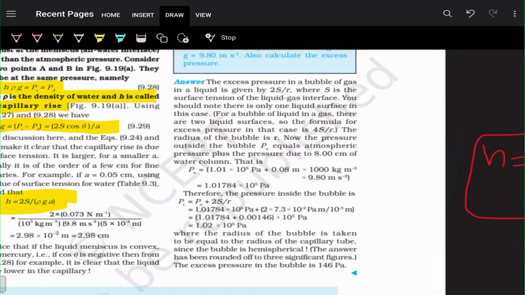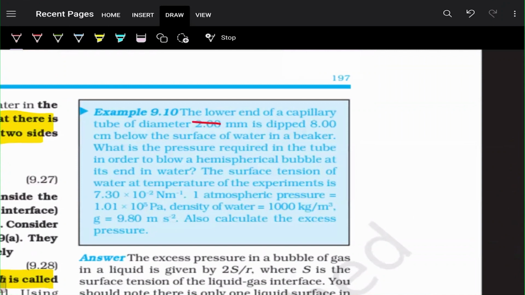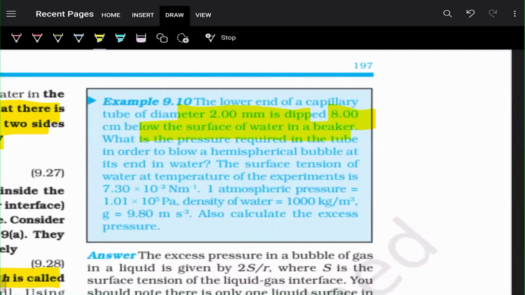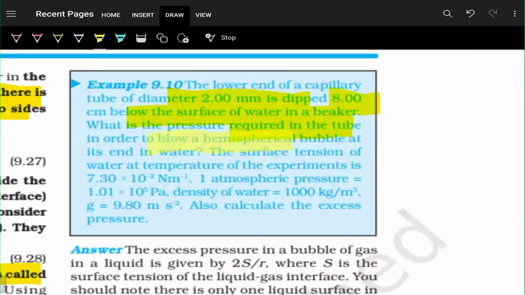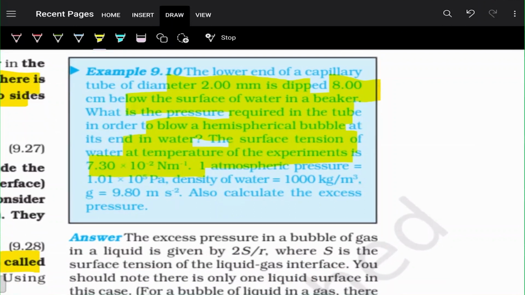See the problem. The lower end of a capillary tube of diameter 2 millimeter is dipped 8 centimeter below the surface of water in a beaker. What is the pressure required in the tube in order to blow a hemispherical bubble at its end in water? The surface tension of water at the temperature of the experiment is given as 7.30 into 10 raised to minus 2 Newton per meter. One atmospheric pressure is given as 1.01 into 10 raised to 5 Pascal.